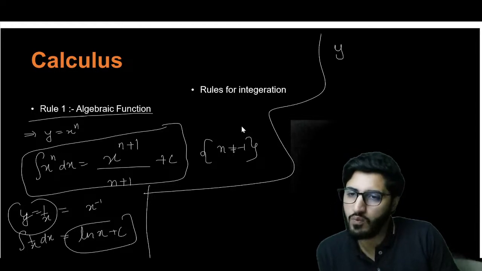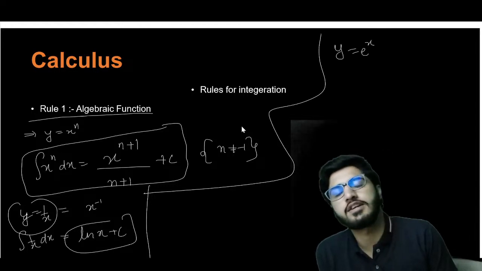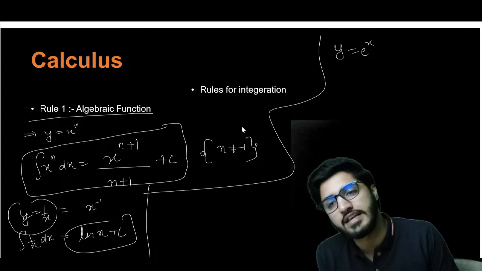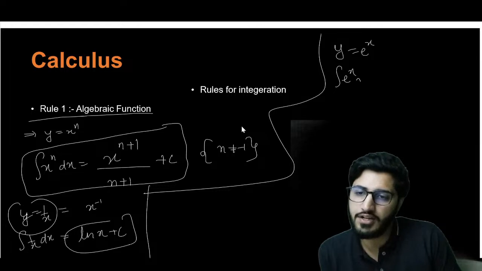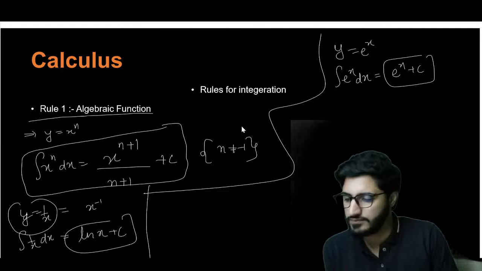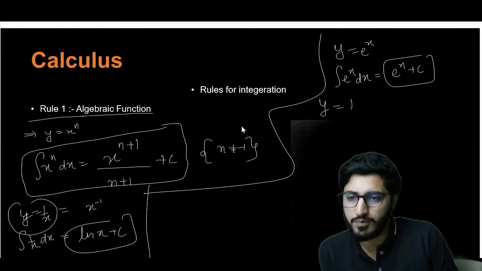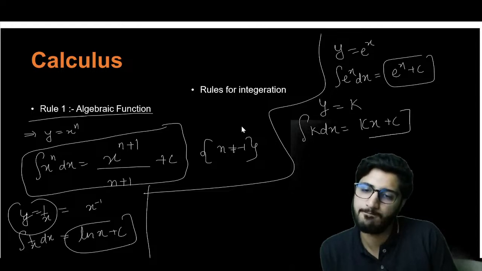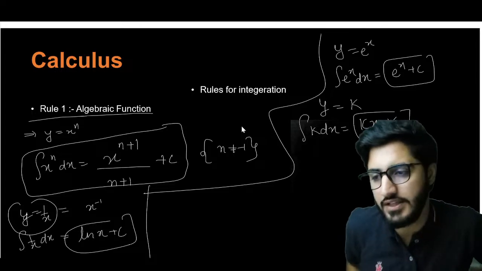If we have y equals e to the power x, the differentiation of e to the x is e to the x, and the integration of e to the x is also e to the x only. So the integration of e to the x with respect to dx is e to the x plus c. And the integration of a constant k with respect to dx is kx plus c. You have to remember all these rules.